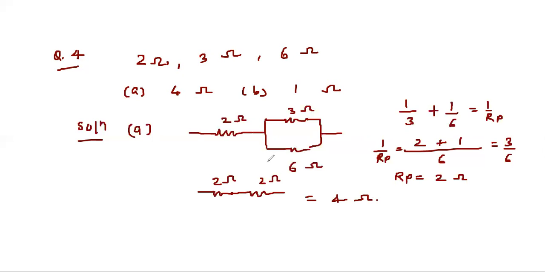Now we have to connect these three resistances in such a way that resultant should be 1 ohm. So if we connect all three in parallel. So let's check what happens. So we are taking three resistances. One is 2, another is 3, third one is 6. Now we find out what is equivalent resistance.